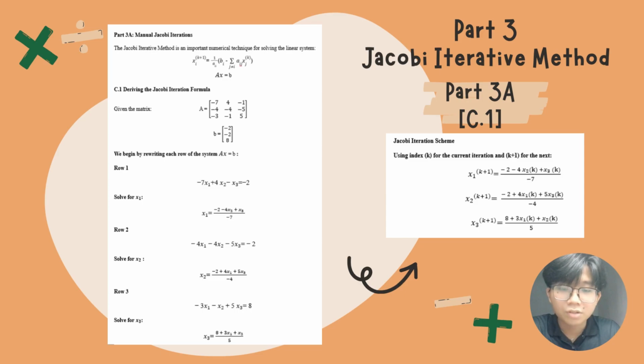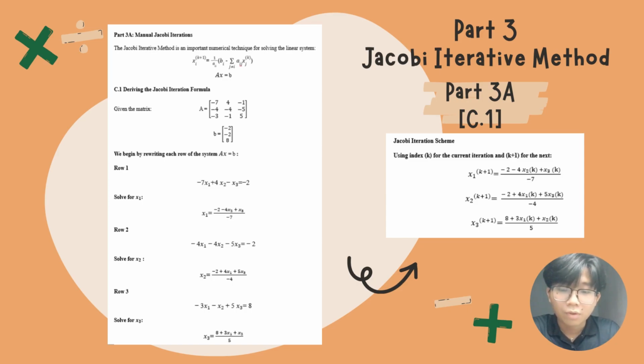We rearrange this equation to solve for x1. So x1 equals (negative 2 minus 4x2 plus x3) divided by negative 7. From the second row, we have negative 4x1 minus 4x2 minus 5x3 equal to negative 2. We rearrange this equation to solve for x2. So x2 equals (negative 2 plus 4x1 plus 5x3) divided by negative 4.